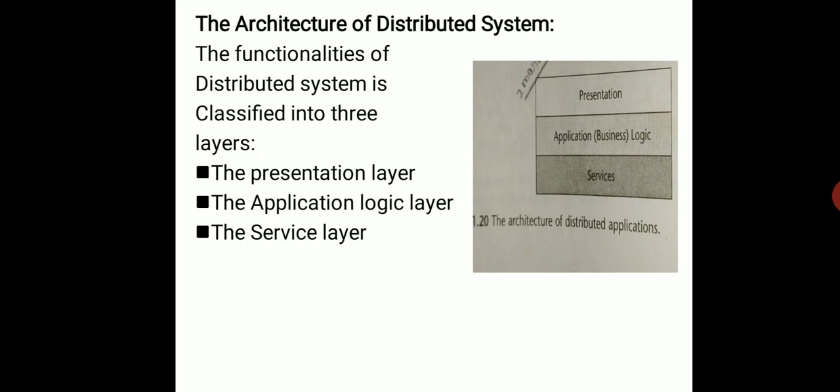Okay, so now the architecture of a distributed system. A distributed system, that means a networked application, isn't it? The functionalities of a distributed system are classified into three layers: presentation layer, application logic layer, and the service layer. Three layers: presentation, application and service layer. This one is an important question.